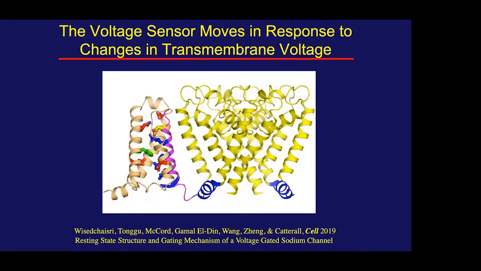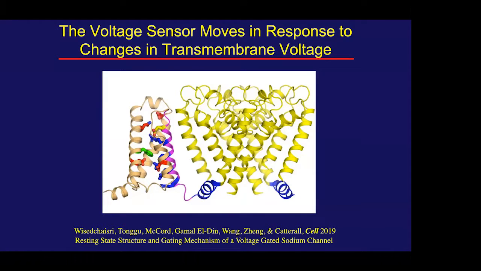Notice that 3 of them, 1, 2, 3, are on the lower side, that's the intracellular side, of this key marker here. We call this the hydrophobic constriction site. Don't try to remember that. It's sort of the rubber seal that seals the channel.